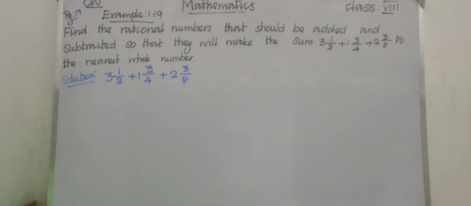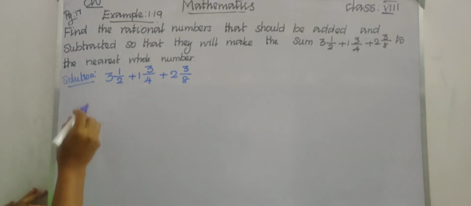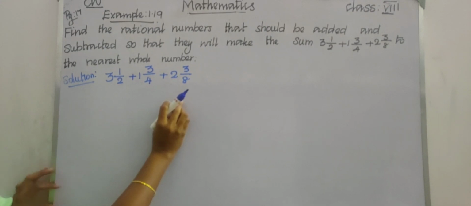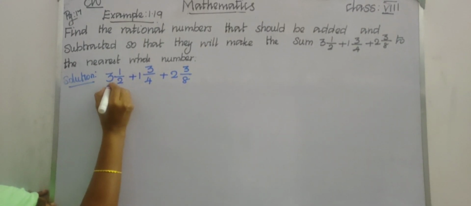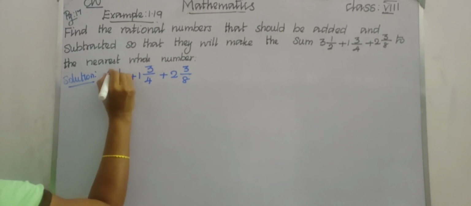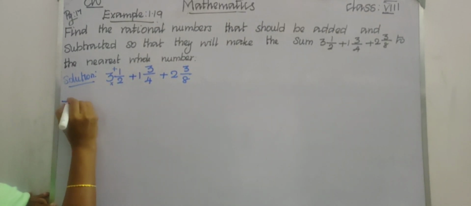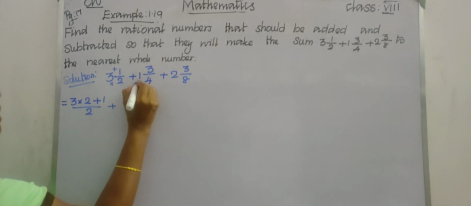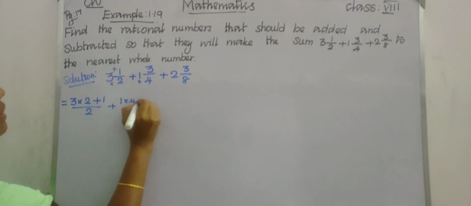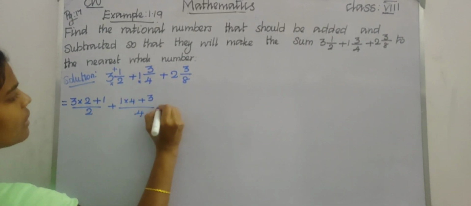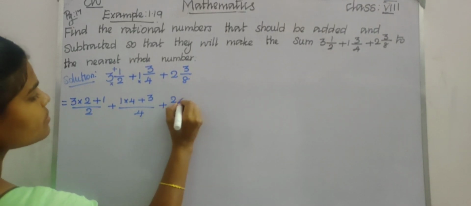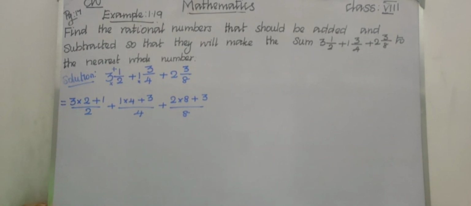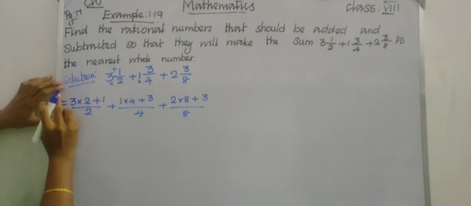Let us add. First of all, we have mixed fractions, so we can change these mixed fractions into improper fractions. We multiply 3 into 2 and add 1, so we can write 3 into 2 plus 1 upon 2, plus 1 into 4 plus 3 upon 4, and again plus 2 into 8 plus 3 upon 8.